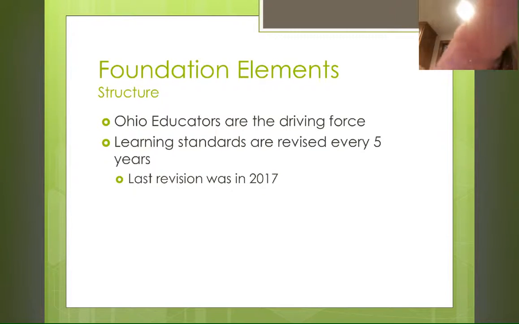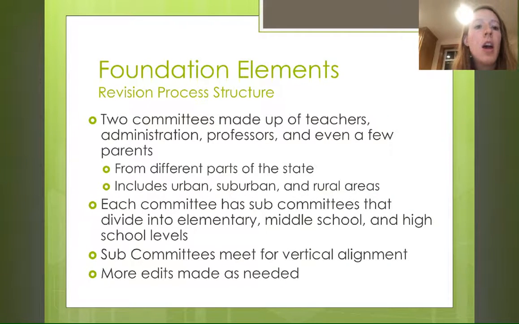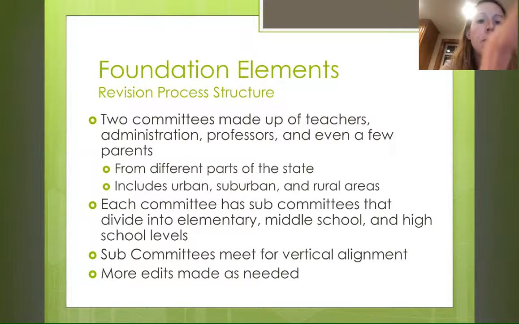So here's how the process works. There are 2 committees, and they're from different parts of the state: teachers of students with disabilities, high achieving students from urban, suburban, and rural areas, and even parents serve on these committees. Each committee is broken down into subcommittees based on grade level. Then those subcommittees meet for vertical alignment and make more edits as needed.